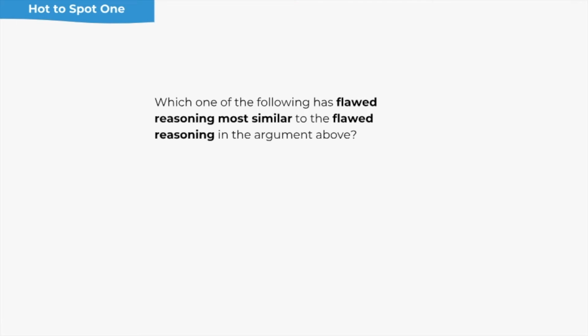The way you spot a parallel flaw question is in the question stem itself. You're looking for language that's something like, which one of the following has flawed reasoning most similar to the flawed reasoning in the argument above? The most similar tells you that you're looking to parallel. The flawed reasoning tells you that it's a flaw. Together, that tells you that you're looking at a parallel flaw question.